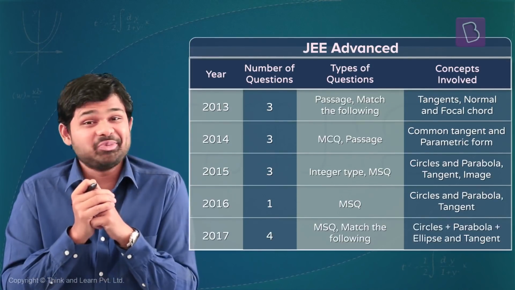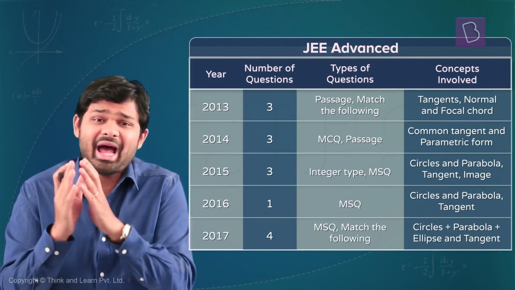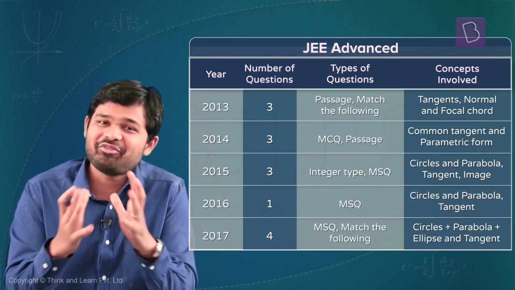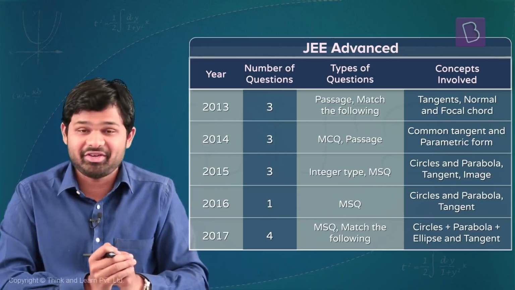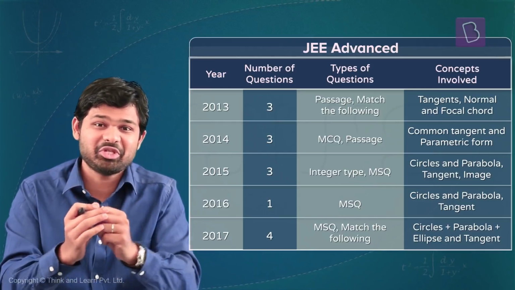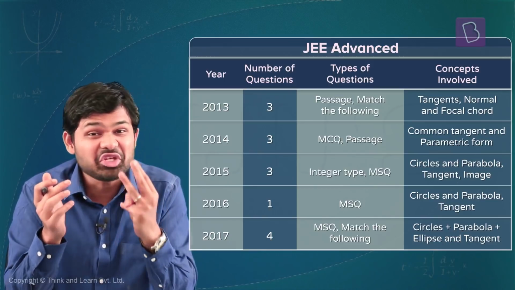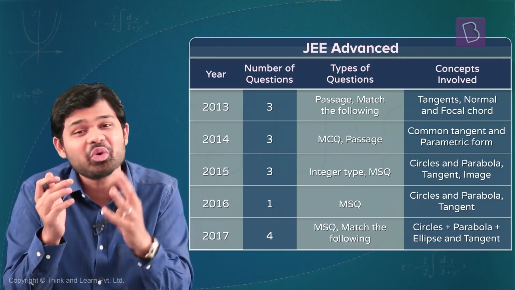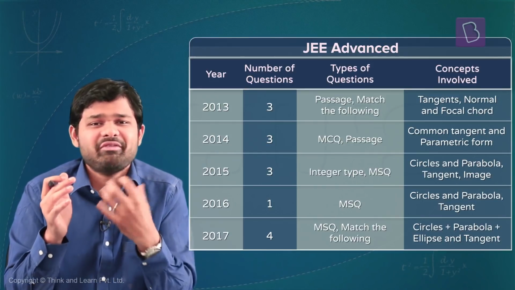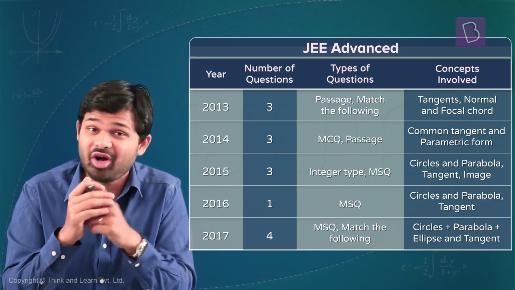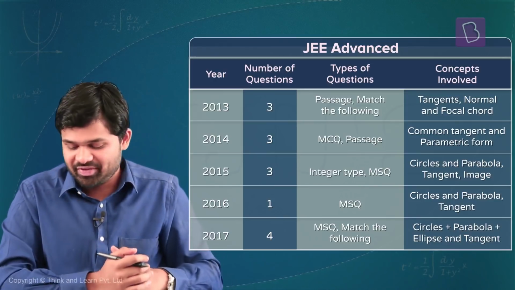2017, wow, this was a year when parabolas found a lot of applications. Well, they actually compensated for not asking questions in 2016 by asking 4 questions in 2017. There was one multiple correct answer question on tangents, and then there was a match the following type of question which had 3 parts to it. So in a total of 4 questions from parabolas. Well, the match the following was not solely based on parabolas. There were ellipses and circles also involved. But again, you see parabolas found so many applications in this 2017 question.